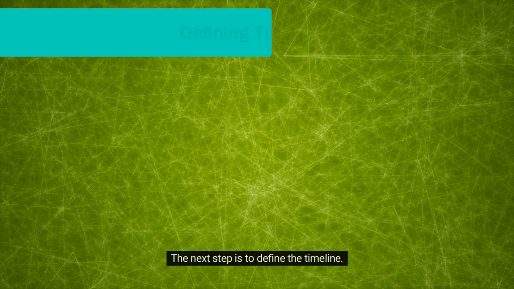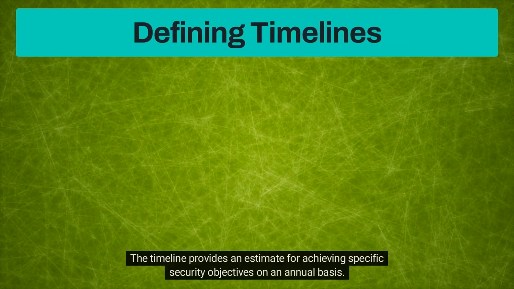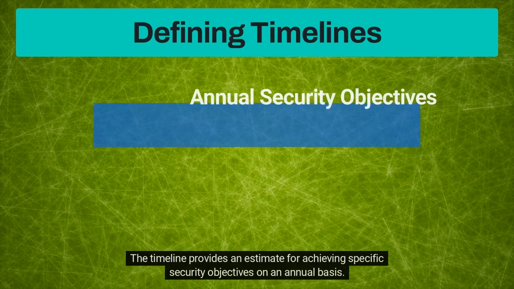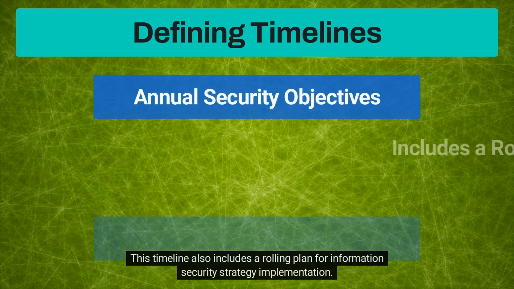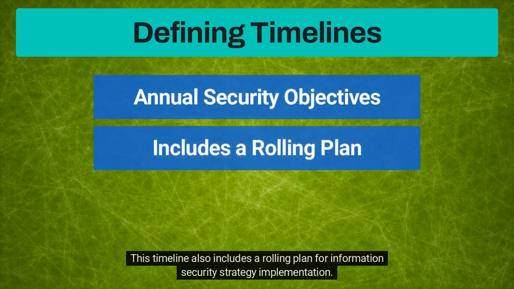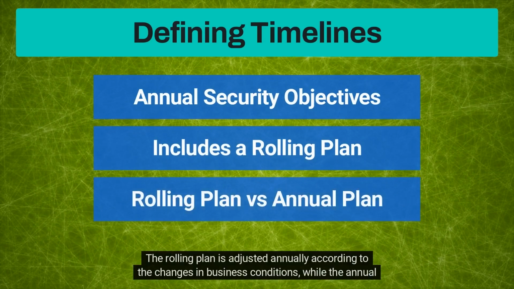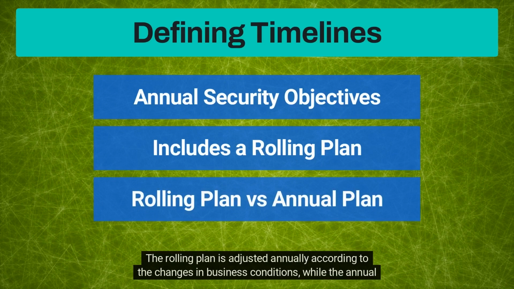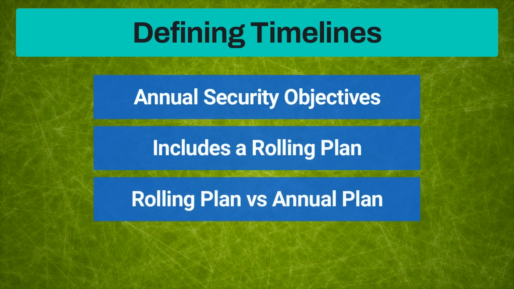The next step is to define the timeline. The timeline provides an estimate for achieving specific security objectives on an annual basis. This timeline also includes a rolling plan for information security strategy implementation. The rolling plan is adjusted annually according to the changes in business conditions, while the annual plan stays consistent for the period within which it operates.